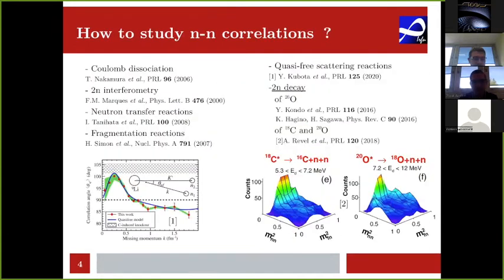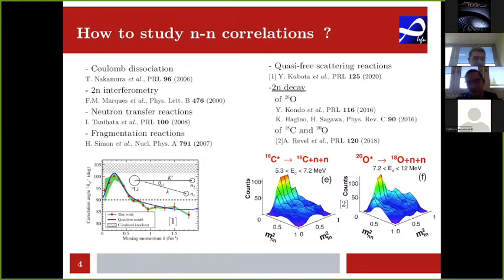Now, how can we study neutron-neutron correlations? There are several methods, and I have quoted a few here. One can note, for example, quasi-free scattering reactions. So in this study, with this plot on the left-hand side, we study the knockout reaction on lithium-11, and here the point is to see the deviation of the correlation angle from 90 degrees as a trace of neutron-neutron correlations.